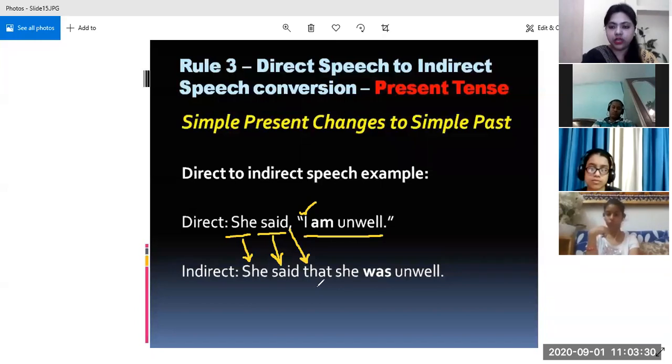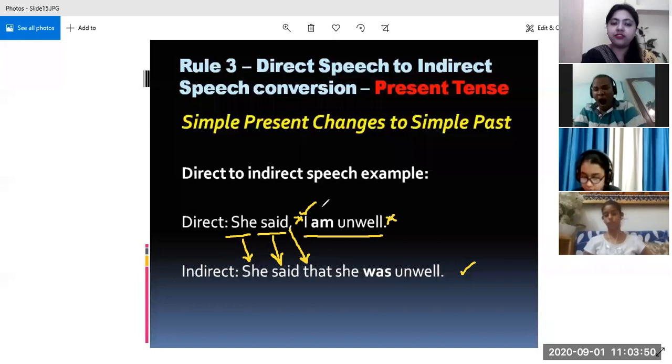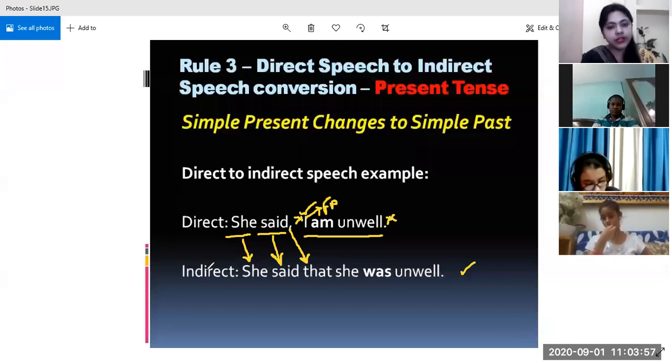I think this much is clear to everyone. Now what is the next step? We have to remove these inverted commas. So we remove the inverted commas. No inverted comma in the indirect speech. Now, what was next? We learned the change in pronoun. So, what is the pronoun in the direct speech? It is in first person. First person changes into the third person depending upon the gender of the subject. What was the gender of the subject? Feminine. So, I will change into she.